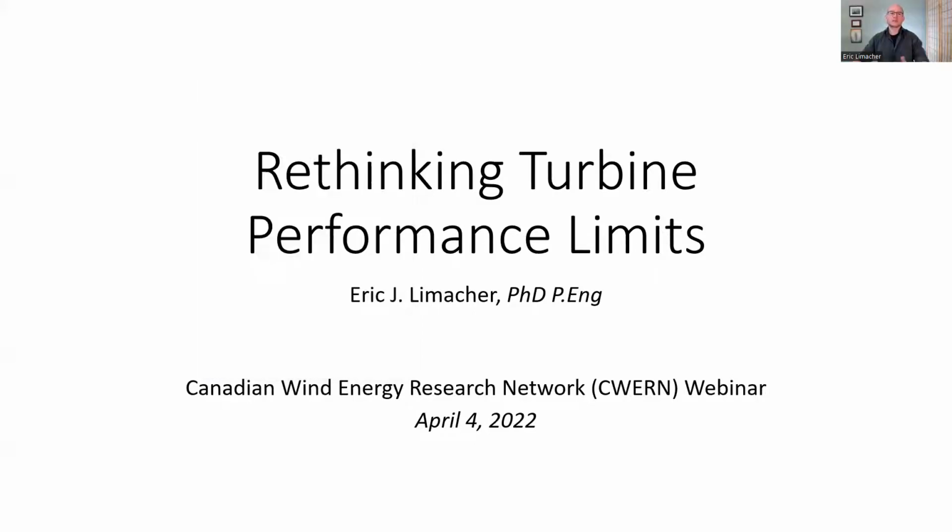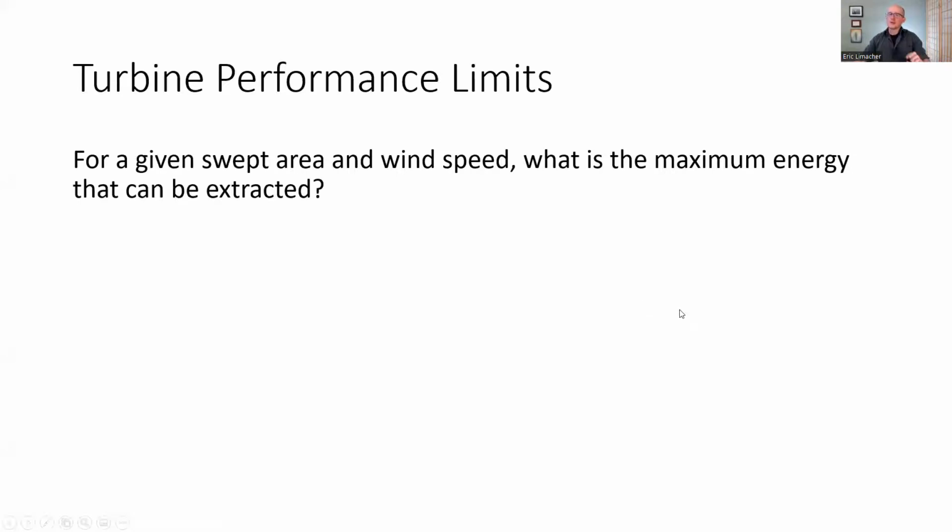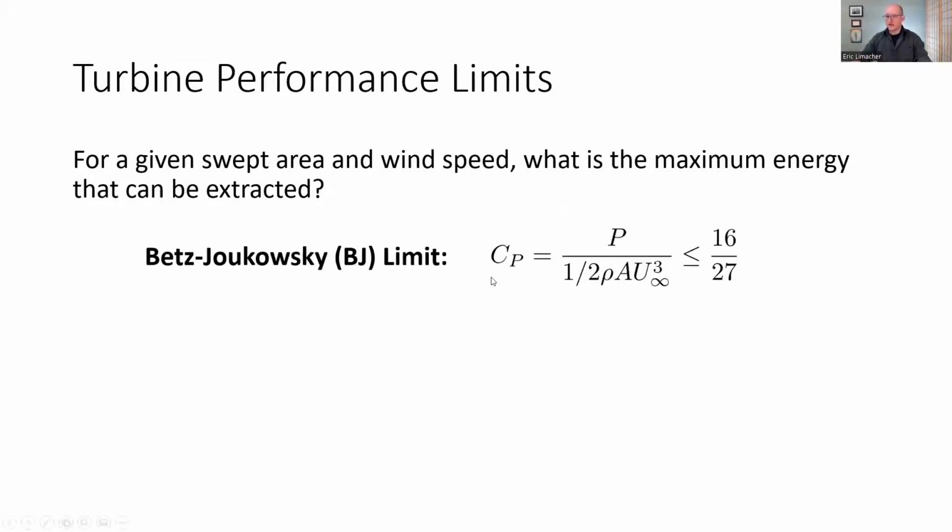All right. So yes, the title of my work is Rethinking Turbine Performance Limits. And the key takeaway that I hope you get from this is simply a newly hypothesized limit to consider in your own work. Now, when we talk about a turbine performance limit, the question we're generally trying to answer is, for a given swept area and for a given wind speed, what is the maximum energy that we can extract from a flow? And of course, the classical answer to this question is the Betz-Joukowski limit, more commonly referred to as simply the Betz limit, but I'll try to give Joukowski his due here.